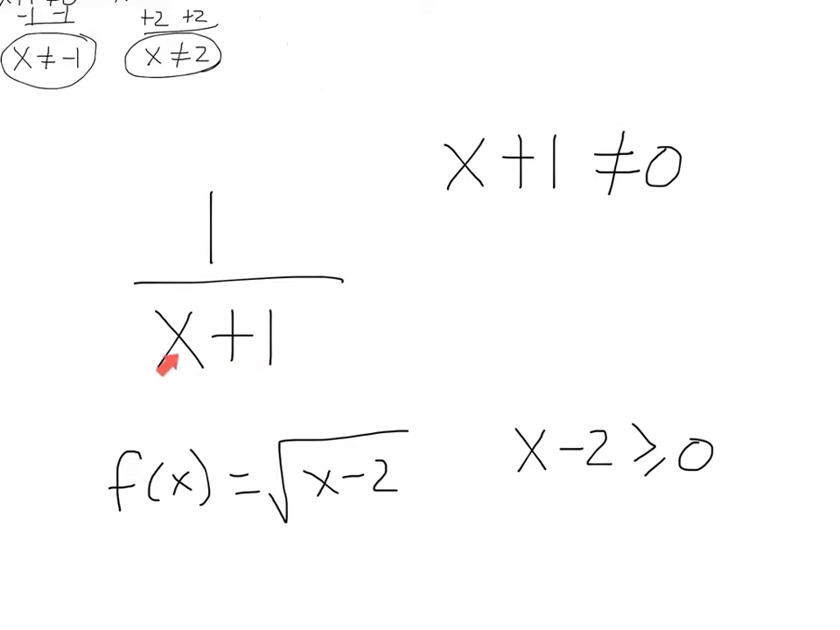So now let me give you the basic rule. If you have a denominator, you take whatever's in the denominator and you say it cannot equal 0. And then you solve. Whenever you have a radical like this one, you take whatever's under the radical and you say it must be bigger than or equal to 0, because if it's smaller than 0, that's a negative number, and you can't take the square root of a negative.